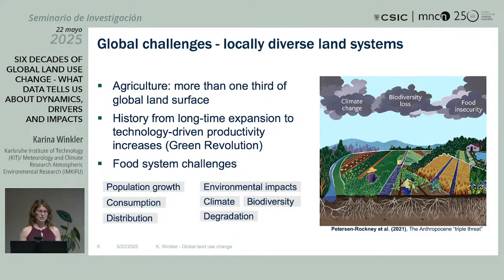And of course, we have this huge environmental impact that is part of agriculture production, where agriculture expansion and also intensification affects the climate and the biodiversity. And the ecosystem degradation is also feeding back into the food production itself. So the picture depicts this a little bit as a triple threat to the Anthropocene, where we have climate change, biodiversity loss, and food insecurity, and somehow we have to handle.